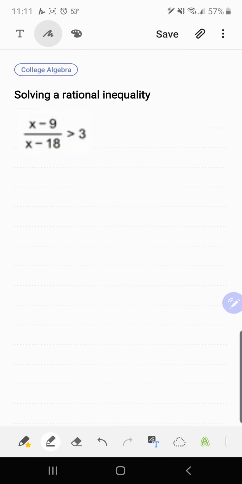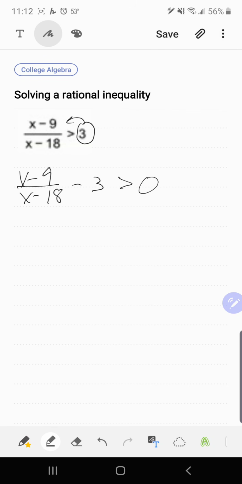All right, in this example, we're going to look at solving a rational inequality. And here we have x minus 9 over x minus 18 greater than 3. And so the first thing we're going to have to do is make one side 0. So we're going to bring the 3 over. And that's going to give us x minus 9 over x minus 18 minus 3 greater than 0.